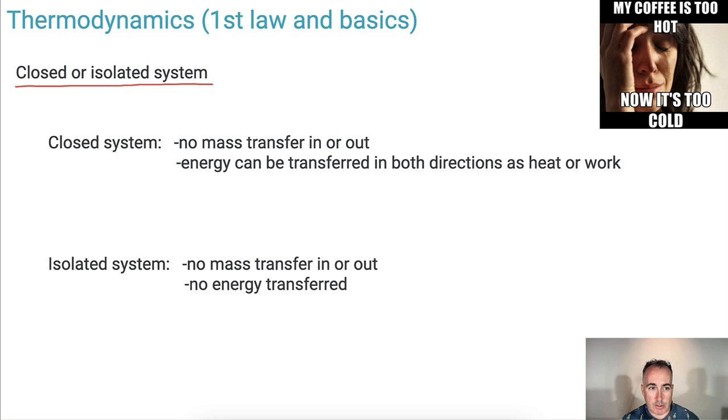what we mean by closed versus isolated system. A closed system, which is the one we're going to be using the most, is a system where there's no mass transfer in or out, but there is energy that can be transferred. In other words, there is heat here. So there is some sort of heat transfer. An isolated system, by contrast, has no mass transfer in or out and also no energy transferred. I think this is actually important here. But this one here especially is the one we're going to use. So let's look at this then.